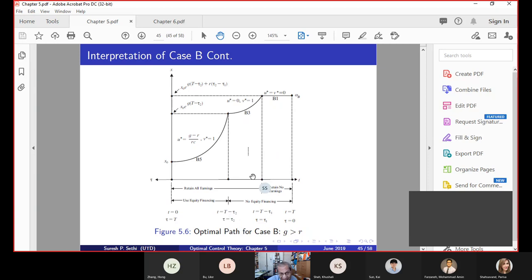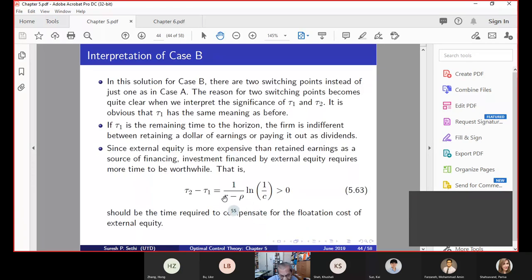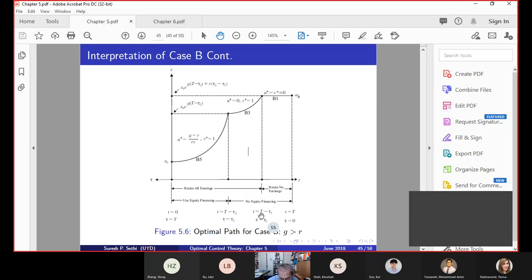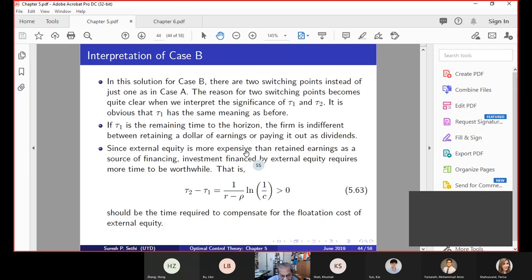And we will see that this tau 2 is given by this formula. Tau 2 minus tau 1 is given by this formula. This is the time, where tau 2 is here and tau 1 is here. So this is tau 2 minus tau 1, the time right from here to here. That is the amount of time I need to pay the broker's commission. You can see the broker's commission is coming in right here. So I need some time to earn the broker's commission, and that is given by this formula. That formula is also given by our control theory. Again, the switching time will give us this formula. And later on, we will derive this formula using a finance argument.